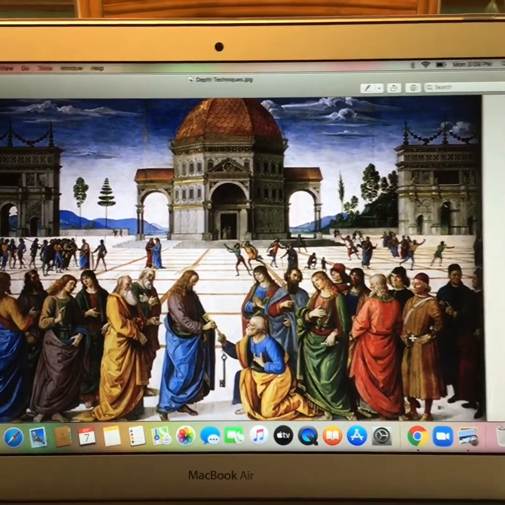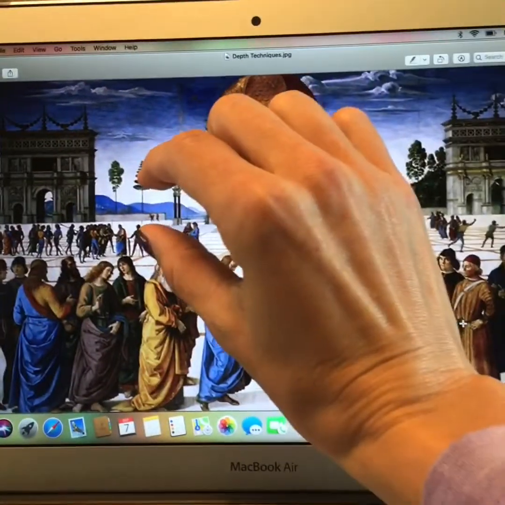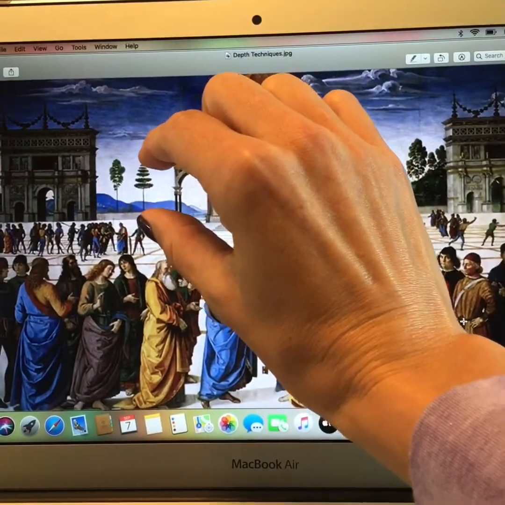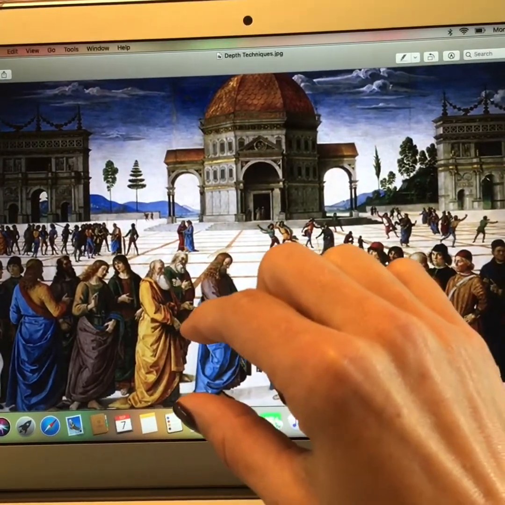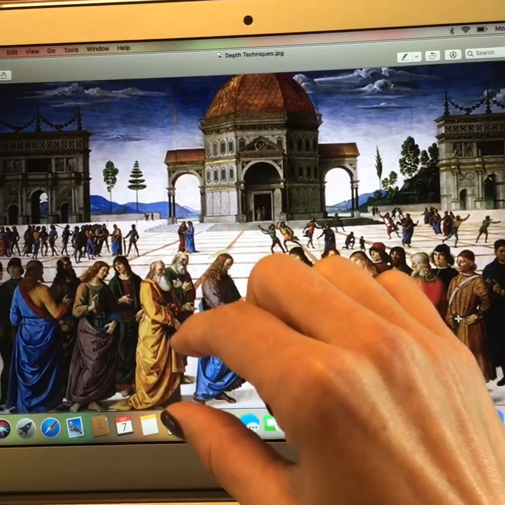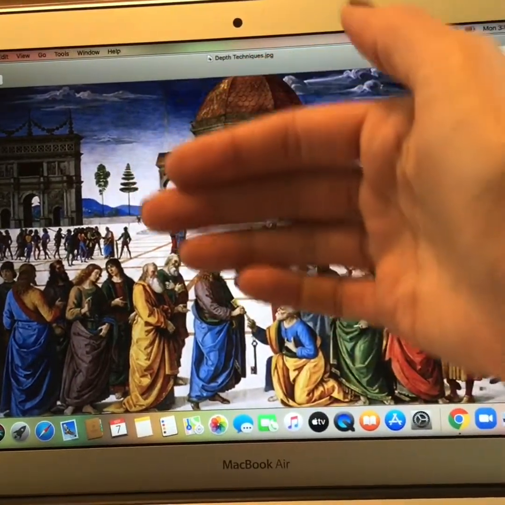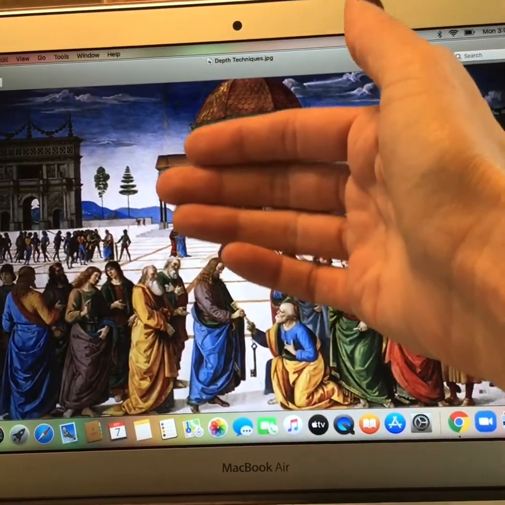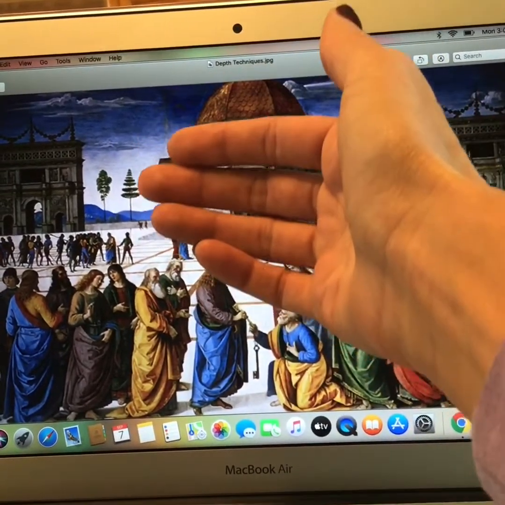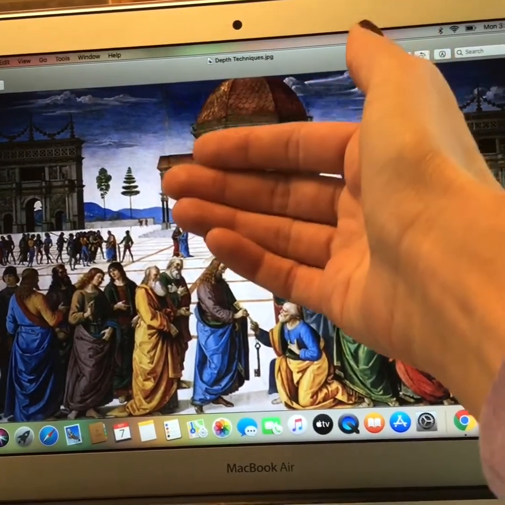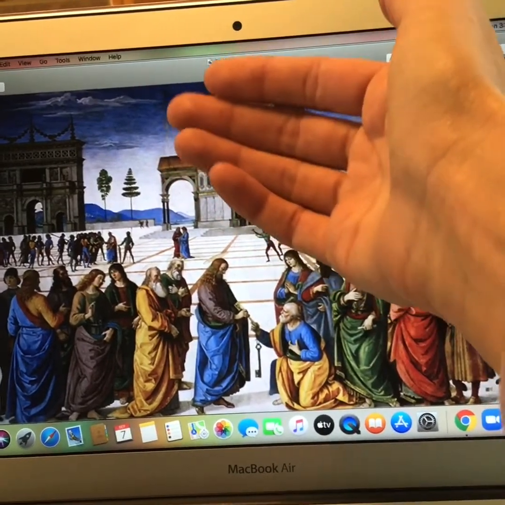So an example would be this tree in the background. If I were to take that tree and place it near these people in the front, it would be really small. But we know, because of reality and our experience looking at real life, that that tree is enormous compared to these people. The reason why it's small is because it's high on the picture plane, and we know that that means it's further away.